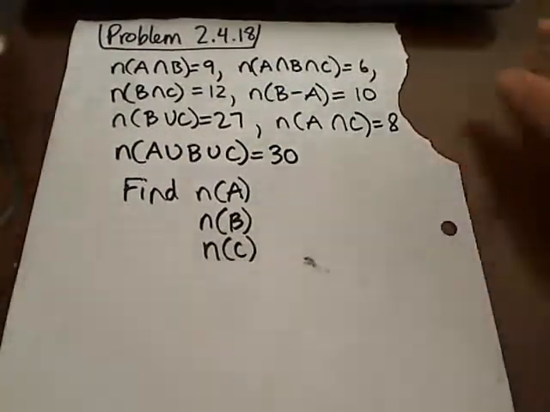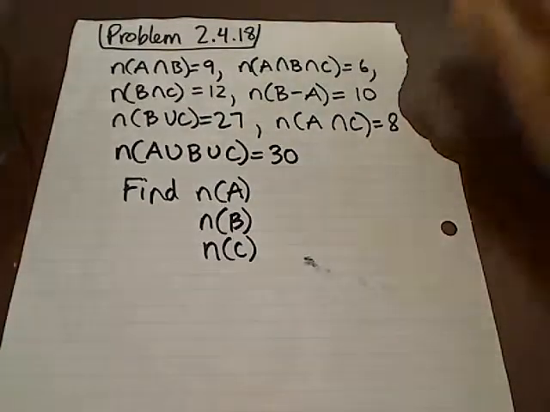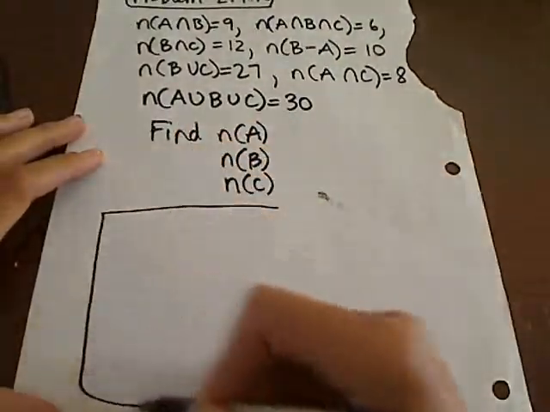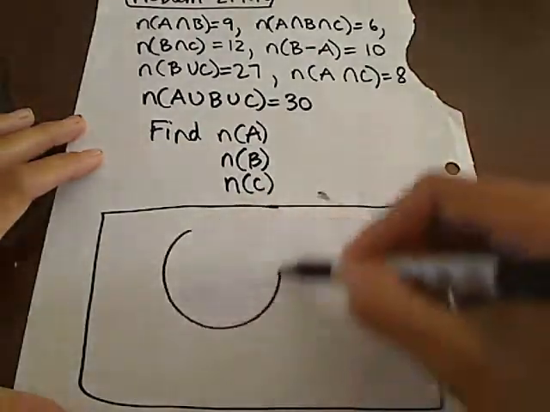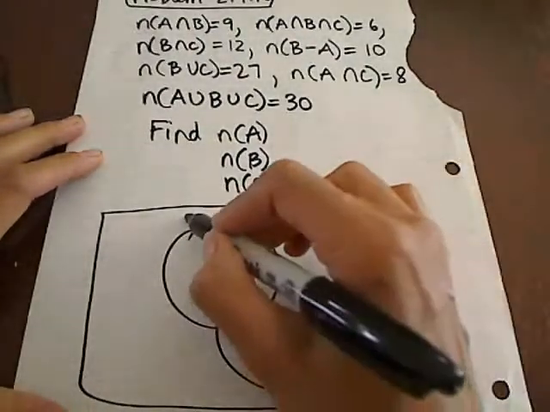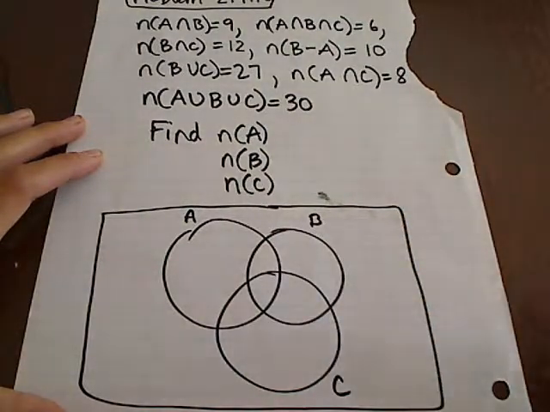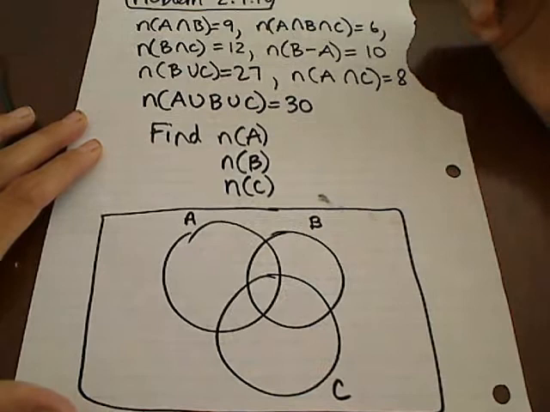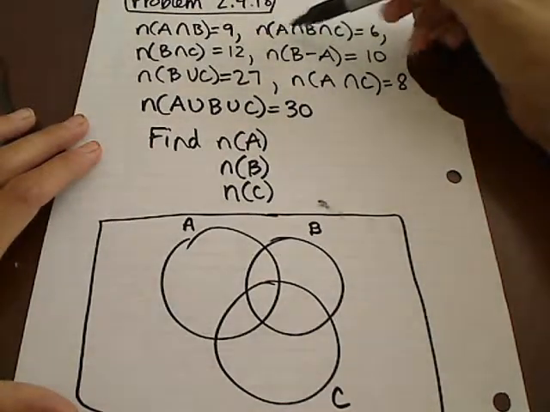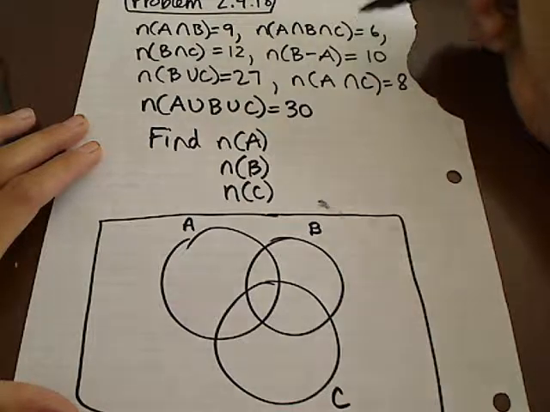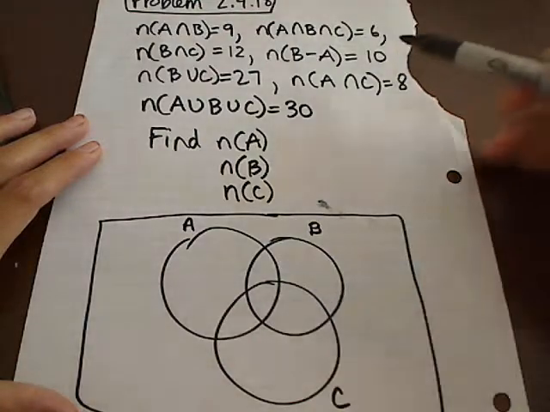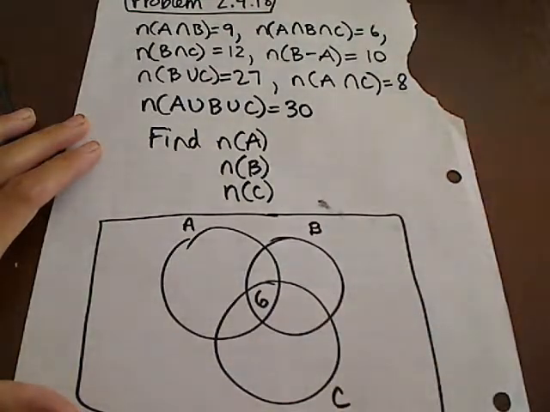Okay, so what we want to do is basically a Venn diagram to try and organize this information. We have three sets that we're dealing with: A, B, and C. So let's label them. The first thing you always want to do on these problems is start with the intersections. This piece gives us the intersection of all three of them. If you were to shade that area, it's where all three of these sets intersect. They're telling us that it's 6, so we can go ahead and put a 6 right there.